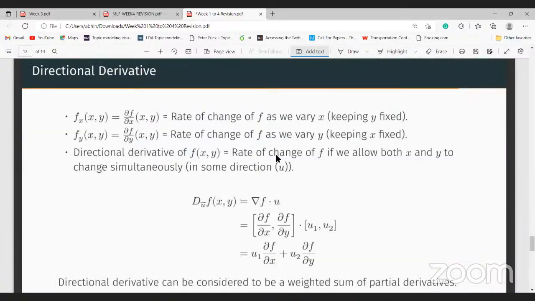Next is directional derivative. This is one of the most important parts of week 2. What we do in directional derivative is nothing but the rate of change of the function if we allow all the variables in x to change simultaneously in some particular direction, which is given in the question or in the situation. Now, suppose I have a multivariate function having two variables x and y.